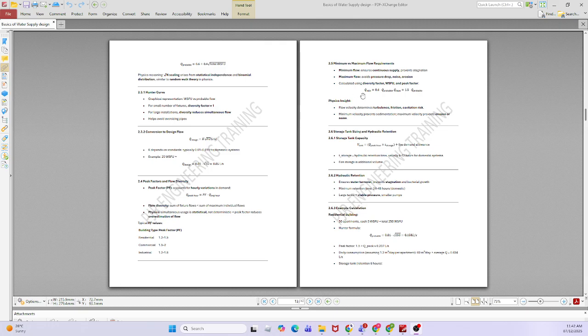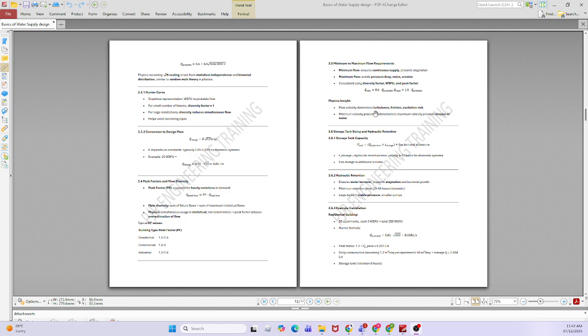Here you can calculate Q minimum, Q probable and Q maximum. Q minimum is nothing but 0.6 multiplied by Q probable, and Q maximum is nothing but 1.5 multiplied by Q probable. So these are all the equations.